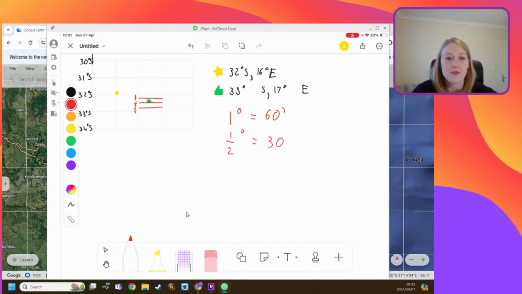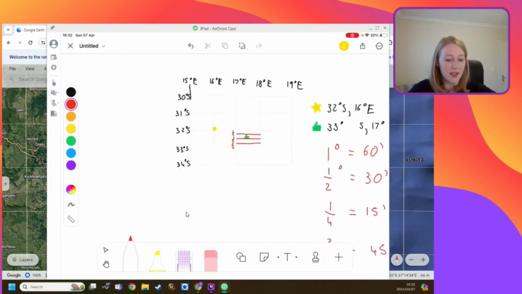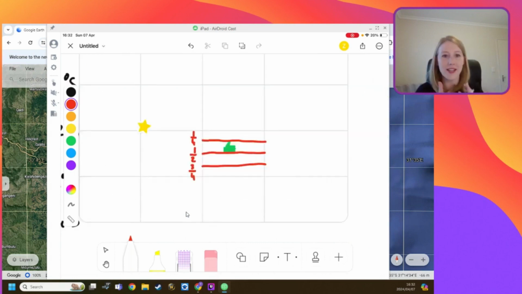Is 30 minutes. And a quarter degree is 15 minutes. And 3/4, 45 minutes. And we don't have to be perfectly accurate with this one. You can see that my little stamp is actually quite big and it's not a nice, neat little point. So we can't be accurate. We're going to estimate. That's okay.